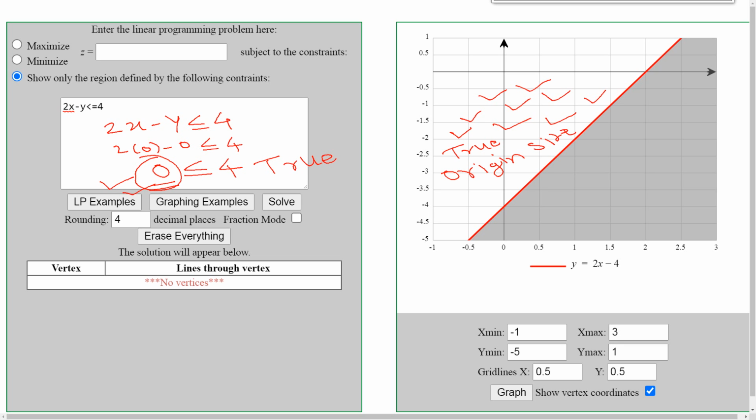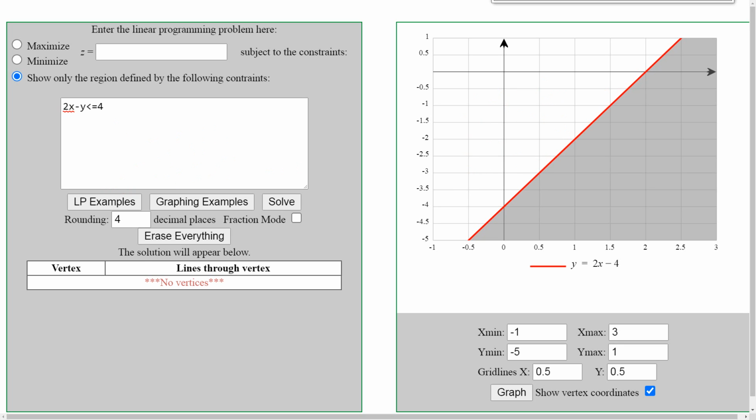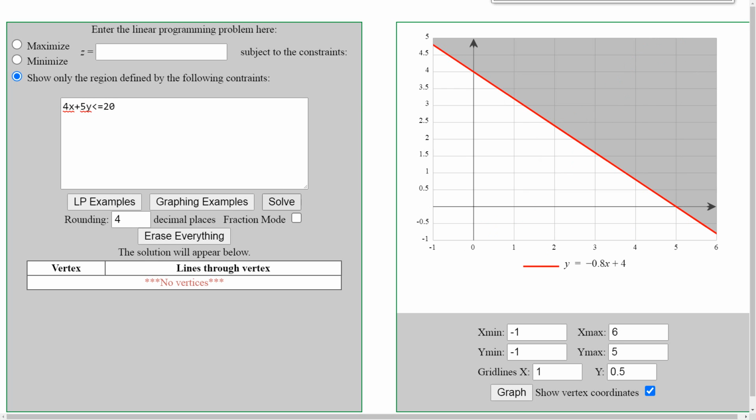Let us see one more example of inequality. Now, this time I take the inequality 4x plus 5y is less equal to 20. This is the example which I take. The equation of line is 4x plus 5y is equal to 20.